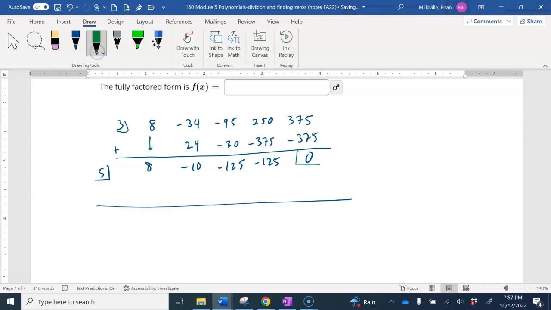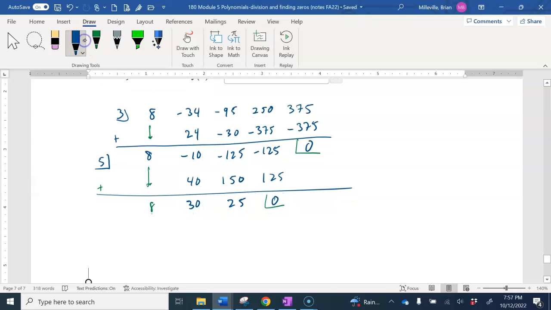So now we're going to bring the 8 down again, and then repeat the process. 5 times 8 is going to give us 40. Adding them together, we get positive 30. Multiplying 5 times 30, we get 150. Adding them together, we get 25. 25 times 5 is positive 125, which is going to give us, again, a remainder of 0. So we went from a 5-term polynomial, which is 4th order, to now 3 terms. That's our quotient polynomial.